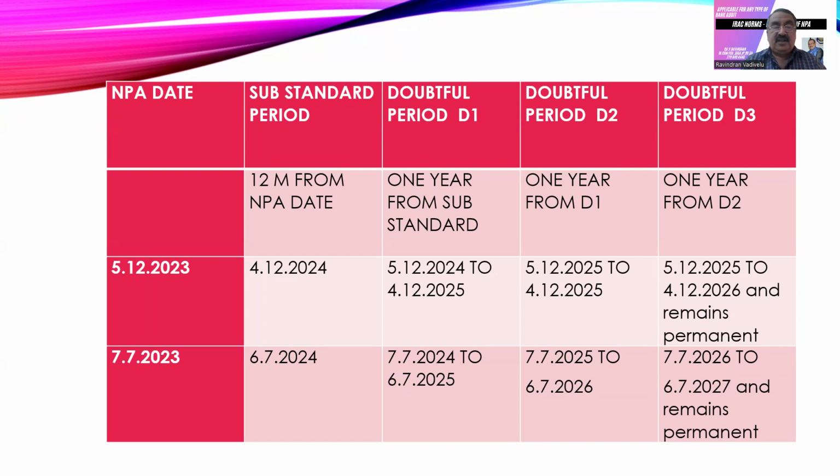So 5/12/23 to 4/12/24 is the substandard period, and the D1 period is 5/12/24 to 4/12/25, and D2 is 5/12/25 to 4/12/26, and for D3, 5/12/26 to 4/12/27, and it remains permanent, because after D3 nothing is there except loss asset. So this is a thing you have to remember with reference to NPA substandard, D1, D2, D3. For substandard, it is 12 months. For others, it is called 1 year.